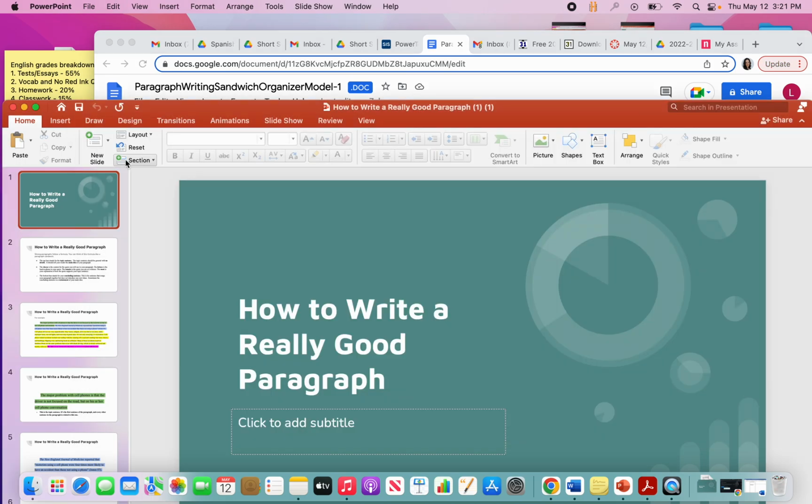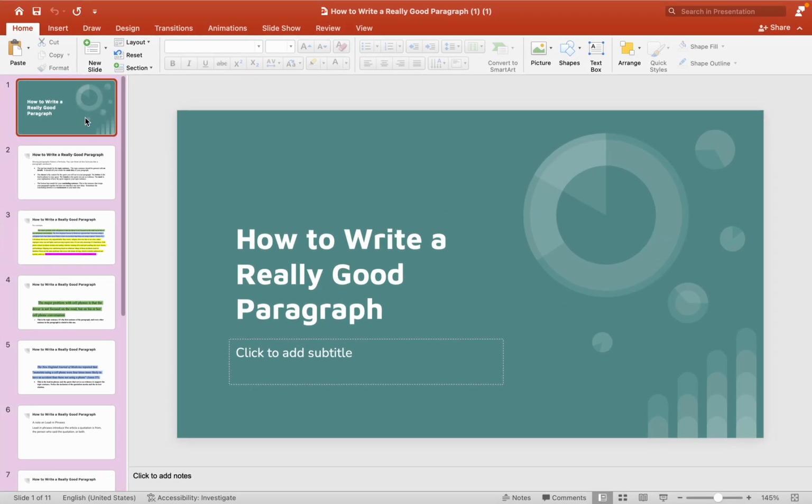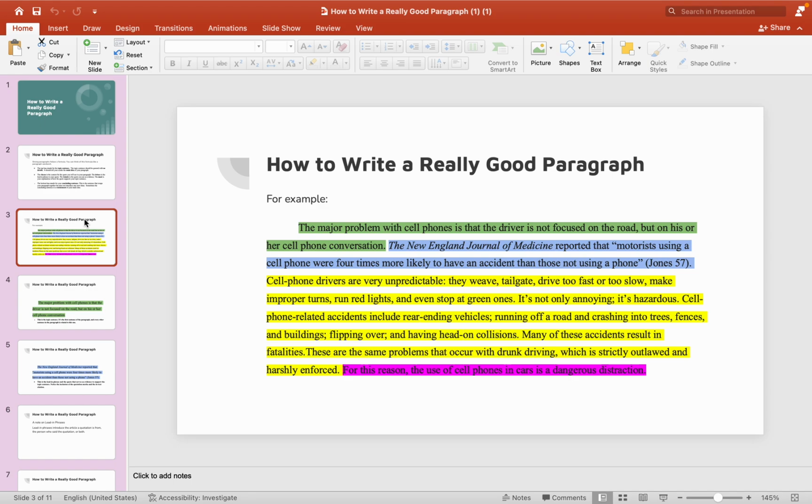So let's take a look at an example. Here's a paragraph. "The major problem with cell phones is that the driver is not focused on the road, but on his or her cell phone conversation. The New England Journal of Medicine reported that motorists using a cell phone were 4 times more likely to have an accident than those not using a phone." And then we have our in-text citation. "Cell phone drivers are very unpredictable. They weave, tailgate, drive too fast or too slow, make improper turns, run red lights, and even stop at green ones. It's not only annoying, it's hazardous.